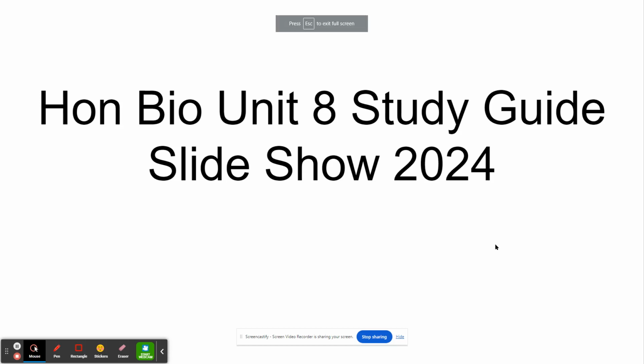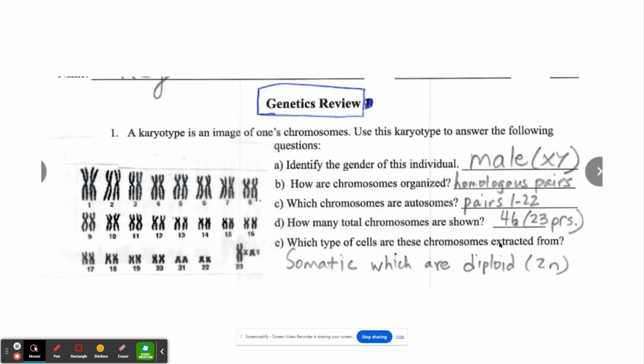Okay, this is the Honors Bio Unit 8 Study Guide slideshow. The top is about a karyotype. It's an image of one's chromosomes. Use this karyotype to answer the following questions. Identify the gender of this individual. Well, this individual is a male, because you can see X and Y.